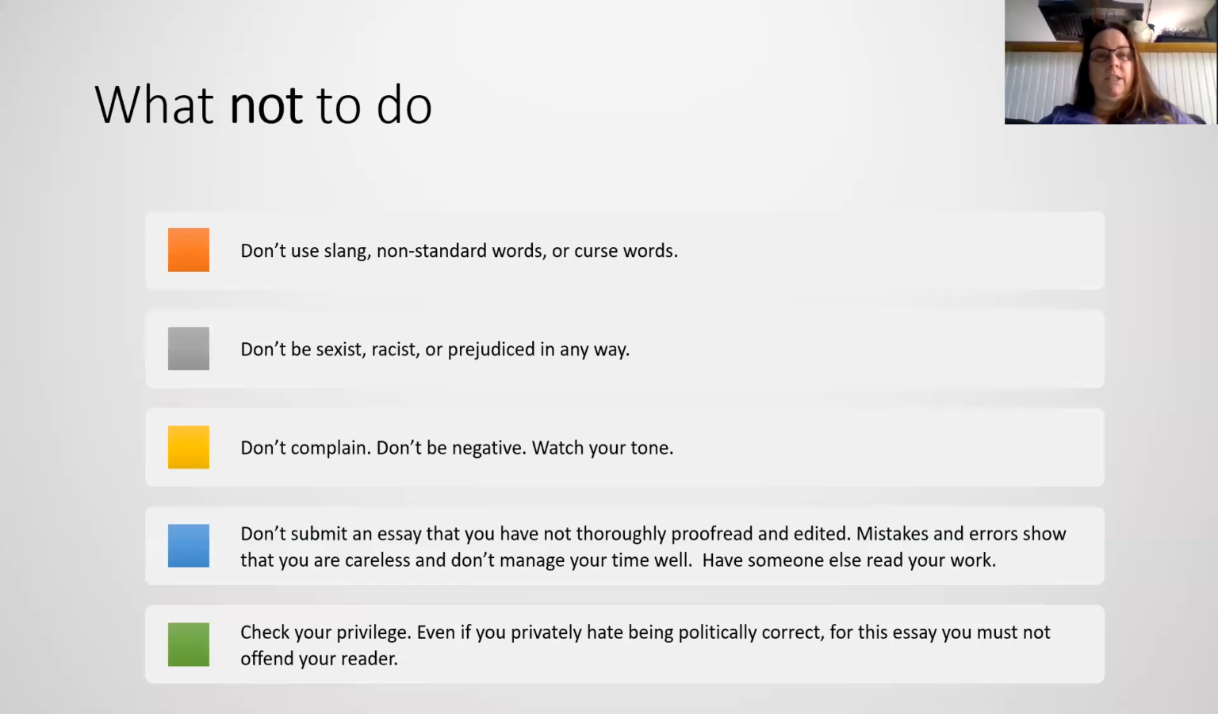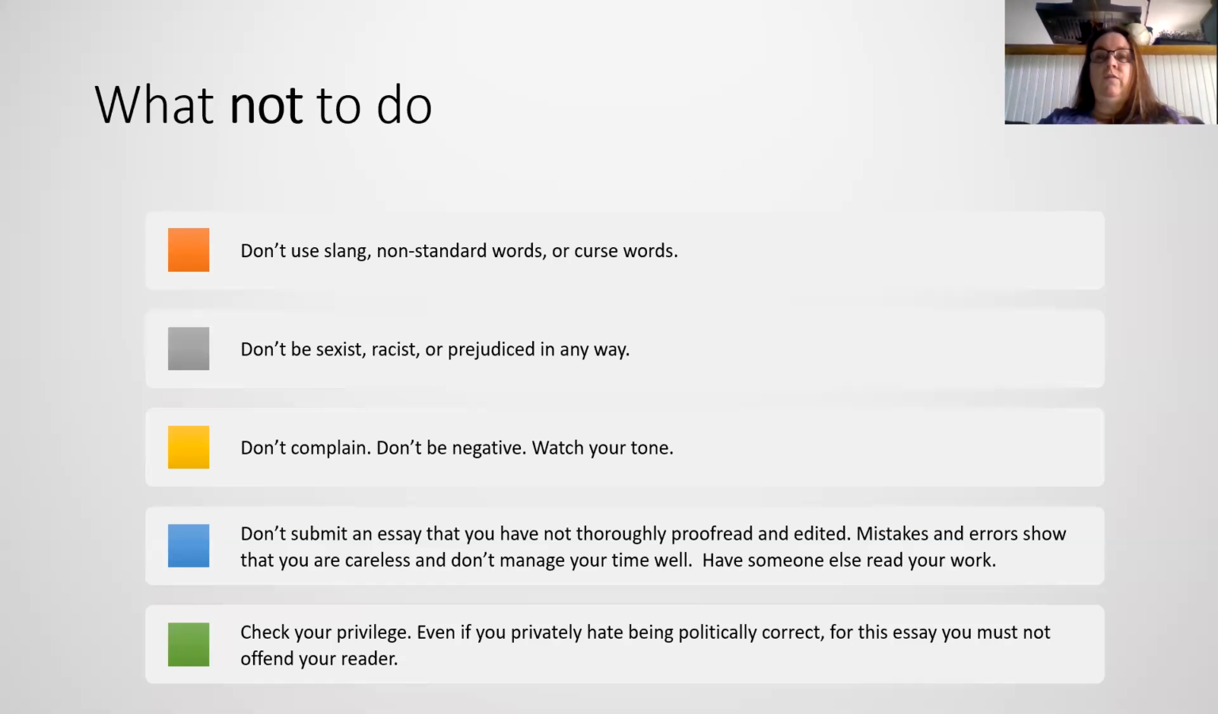All right, what not to do. Do not use slang, non-standard words, or curse words. Not even damn. Don't be sexist, racist, or prejudiced. Don't complain. Don't be negative. Watch your tone. Don't offer too many details about the event and not enough details about your reflection of who you are. Again, it's less about the car accident and more about how you recovered.